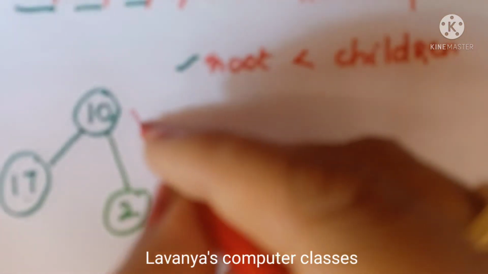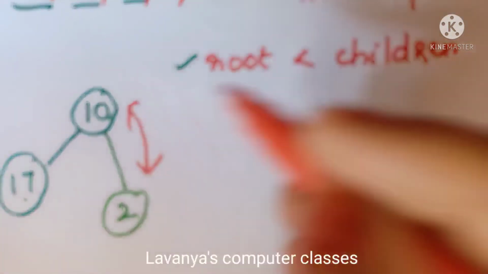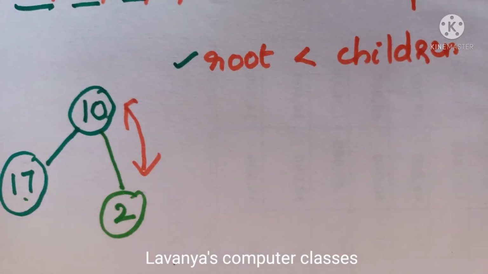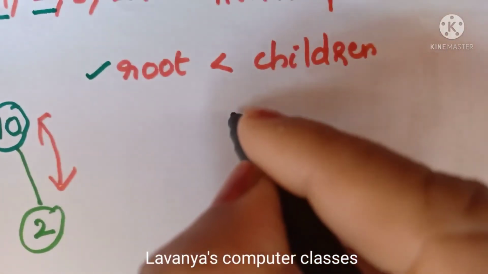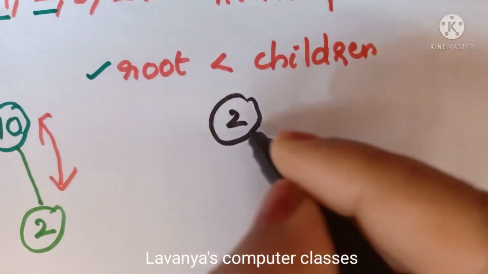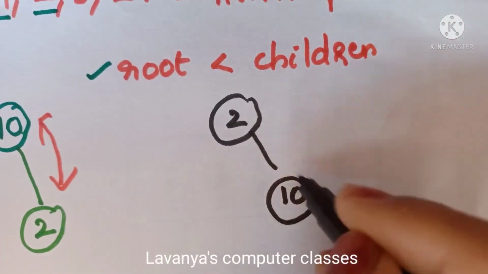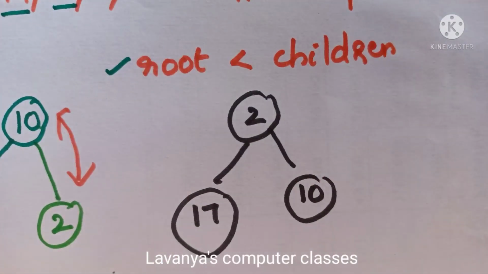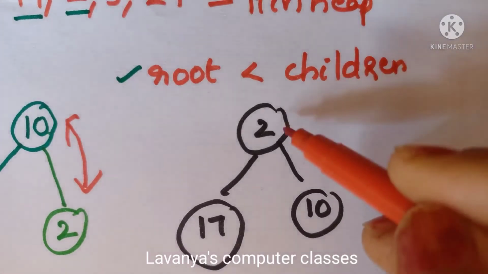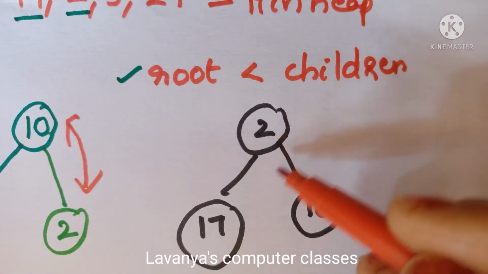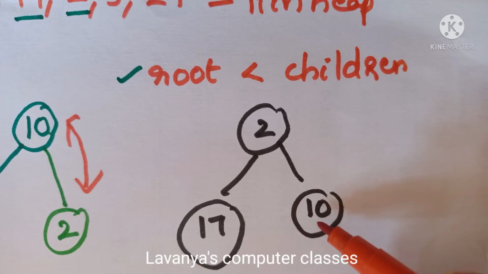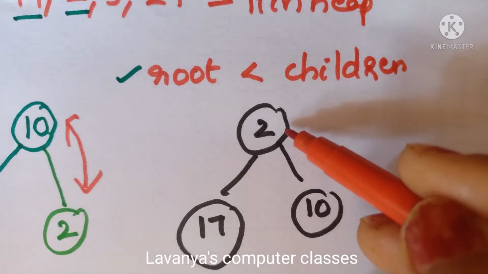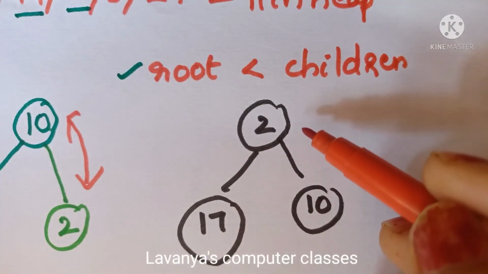So just swap these two elements. After swapping these two elements, the heap tree comes like this: 2, here 10, here 17. After swapping, again we check the properties of min heap. Here root node is 2. Root contains two children, left and right, 17 and 10. Comparing it to its children nodes, 2 is the smaller. So it obeys the min heap property.